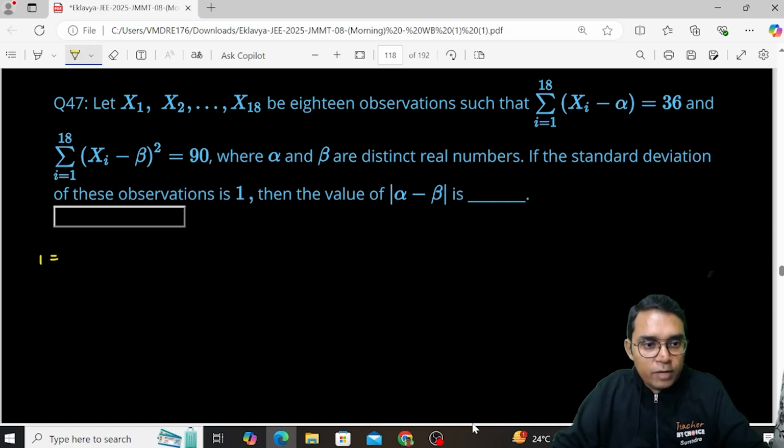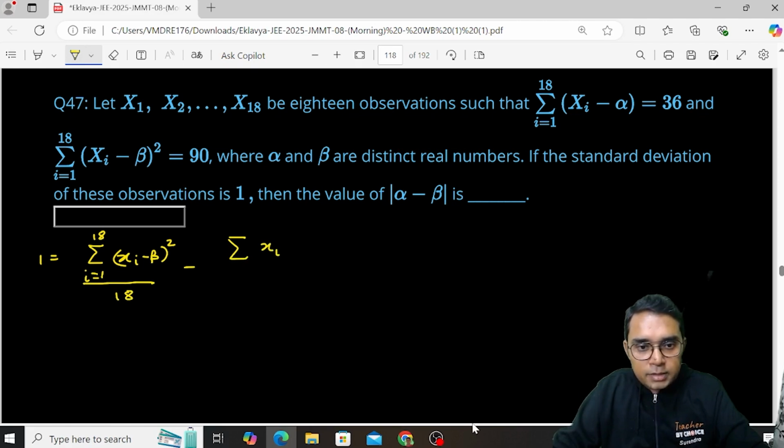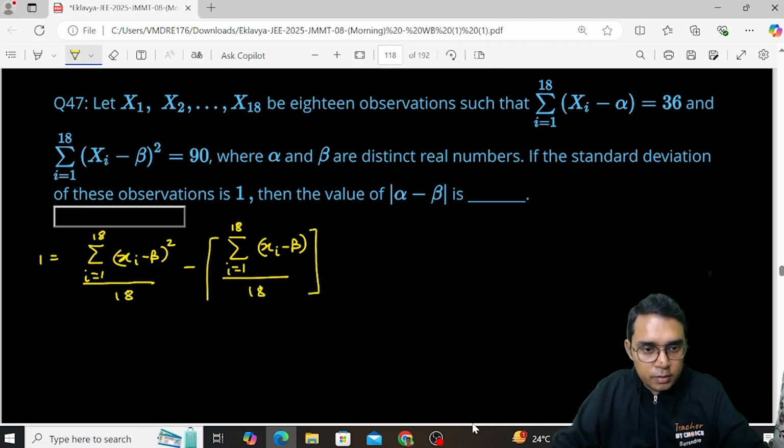So using this property, we will be getting 1 is equal to summation i is equal to 1 to 18 xi minus beta whole square upon 18 minus summation xi minus beta, i is equal to 1 to 18, upon 18. Here also I am taking beta so that the entire data set is now xi minus beta. And here is the whole square of this thing.